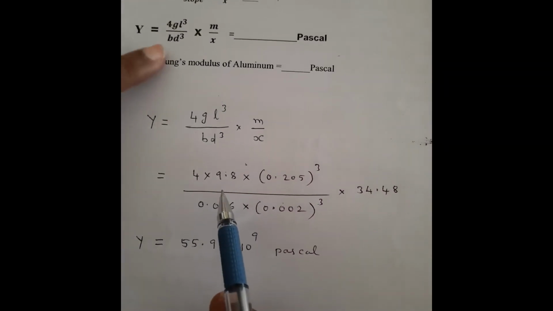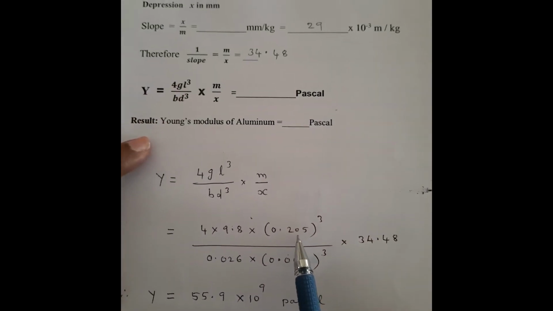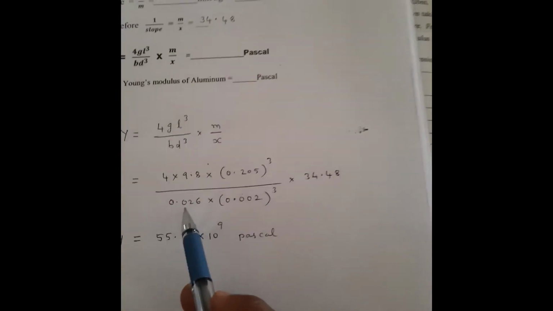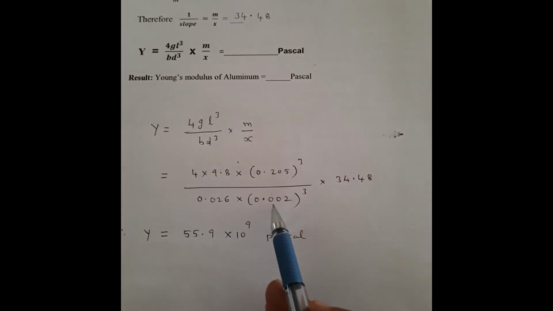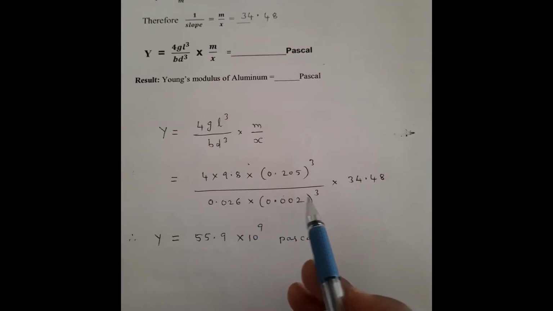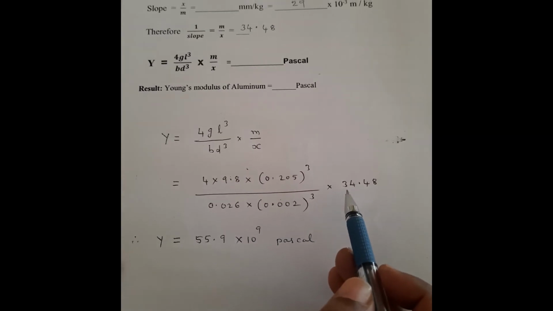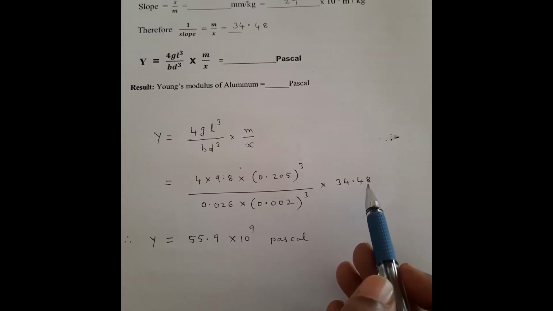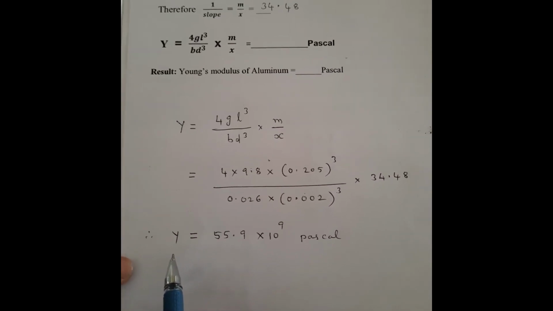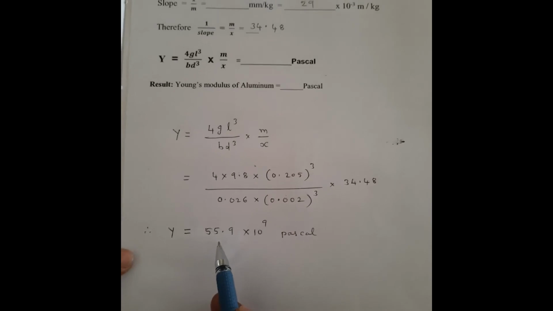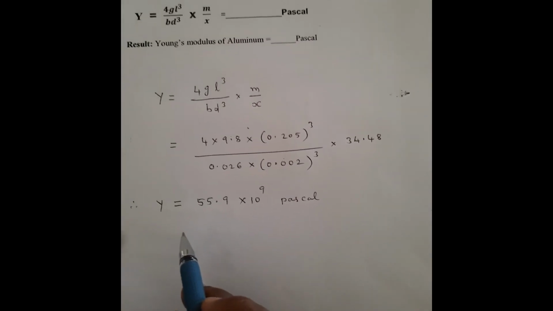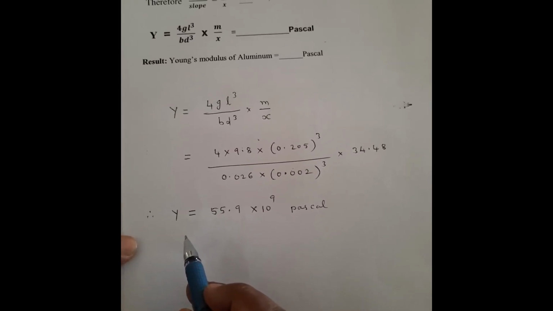So 4, 9.8, and L is 0.205 whole cube, divided by breadth, that is 0.026, and thickness 0.002 whole cube. All the values are in meter, and the m by x value is 34.48. On simplification, the Young's modulus of the material of the given cantilever is calculated as 55.9 into 10 to the power of 9 Pascal. So this is the final value that we calculated from this experiment.